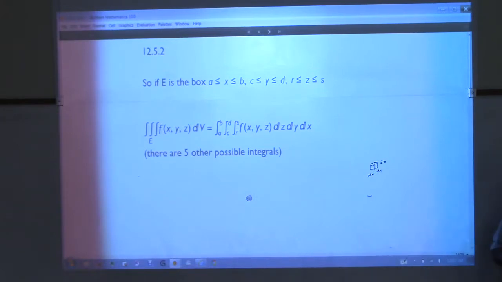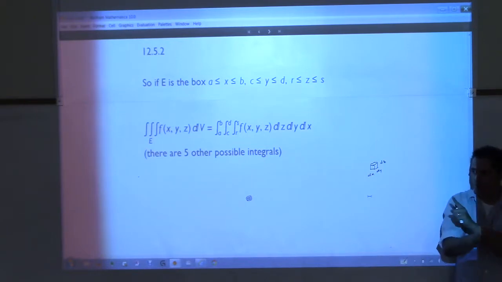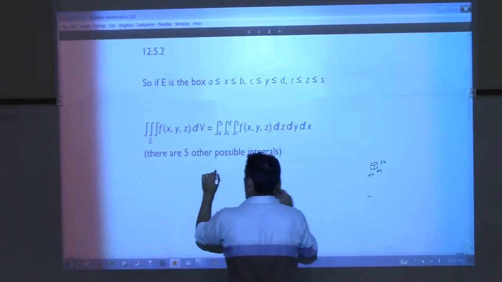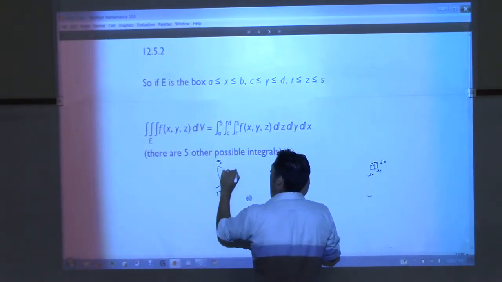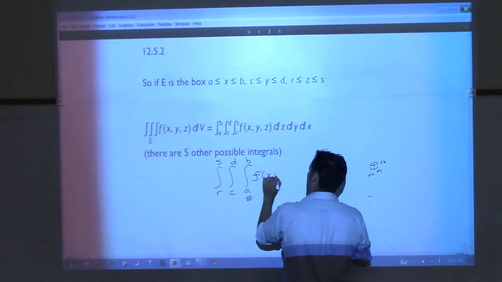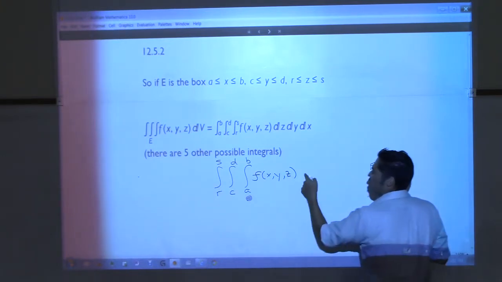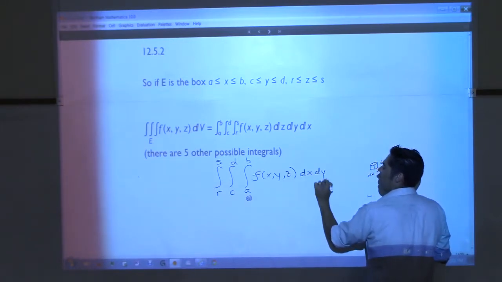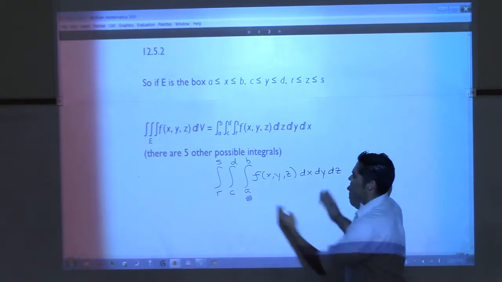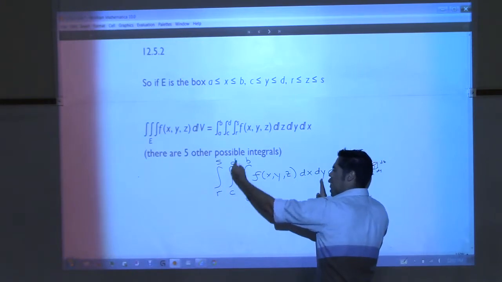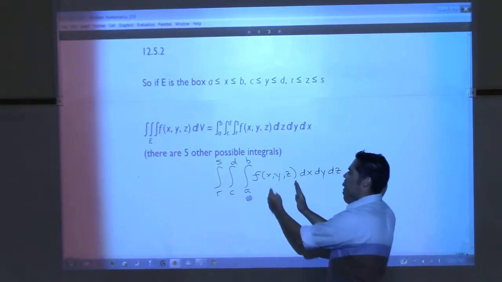So when we were doing rectangles in double integrals, could we change the order of integration? With rectangles, could we change the order? Yeah. We could, right? That's what I'm kind of getting at here. We could, if we wanted to, set this integral up and go from r to s, then c to d, and a to b of the function of three variables. And then I would have to do what? dx, dy, dz, because your r to s is on the outside, so z is the outside variable. Middle variable is this one, and then the inner one is x.